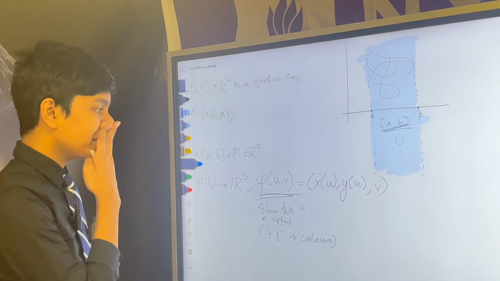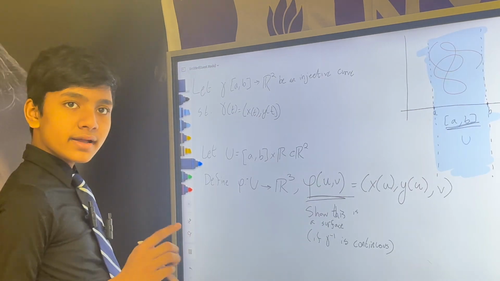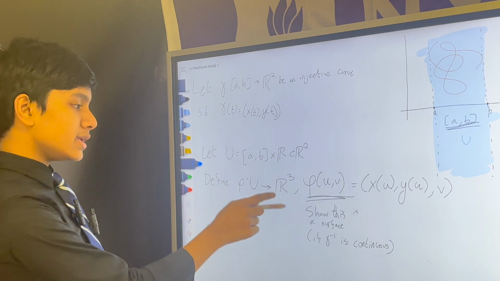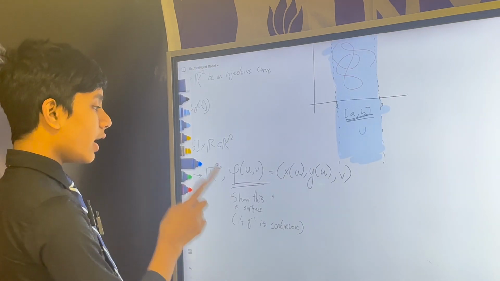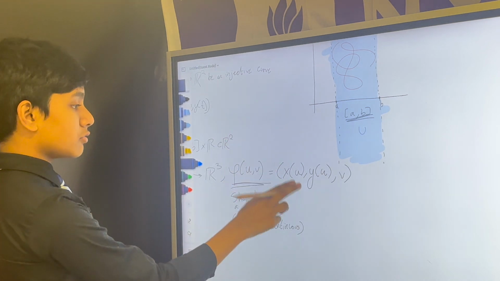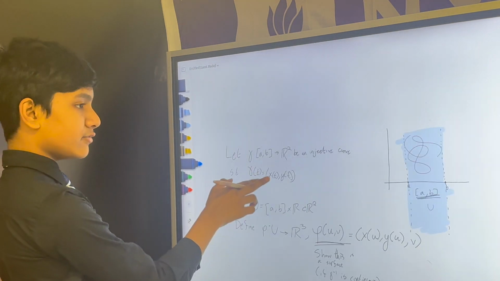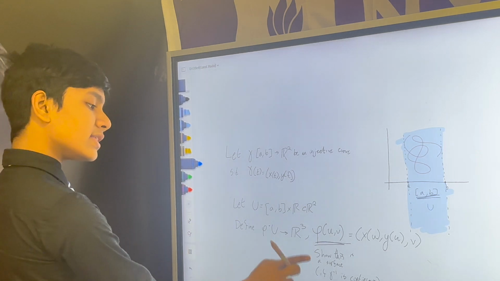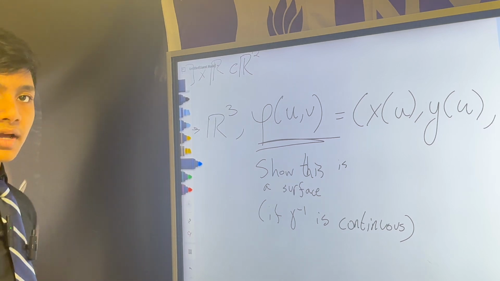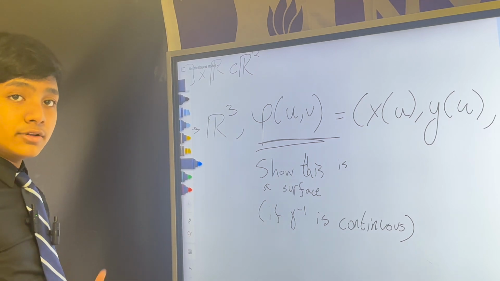Now, we add a third dimension to things. Define phi from U to R3 such that phi of u, v is equal to x of u, y of u, v, where x and y are the same functions we saw here. So that this guy is a surface, given the information that the inverse of gamma is continuous. Okay, two things we need to do.